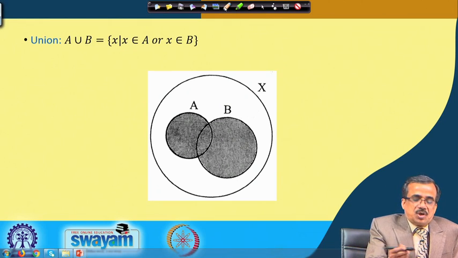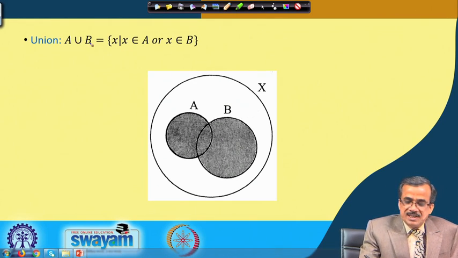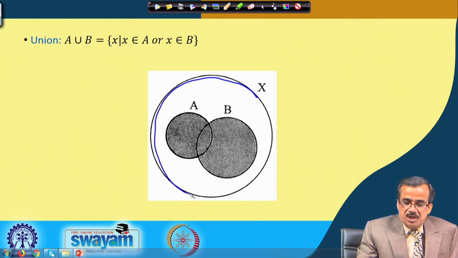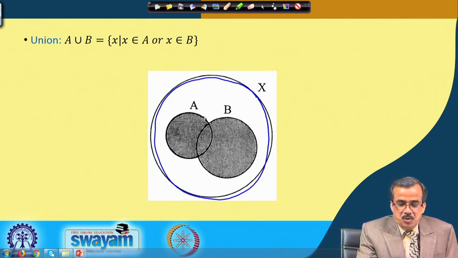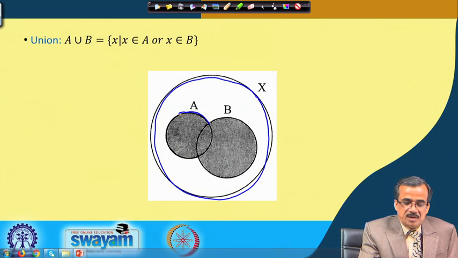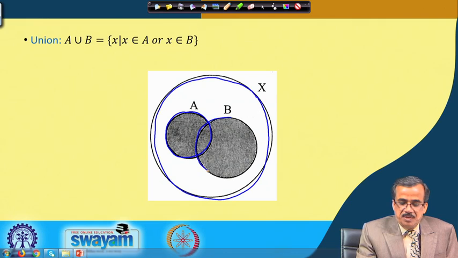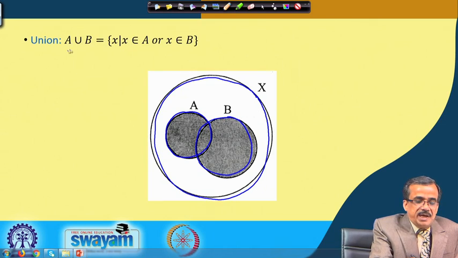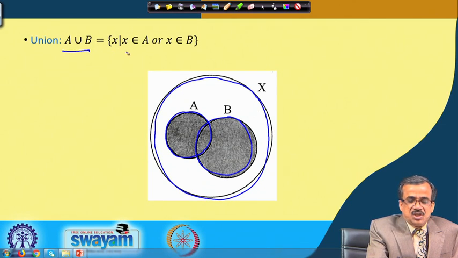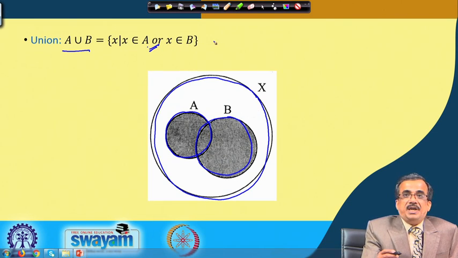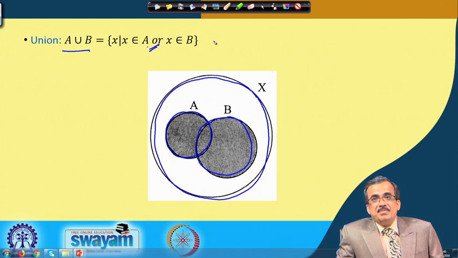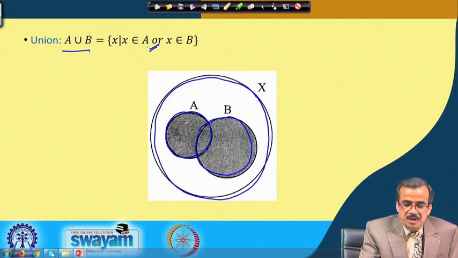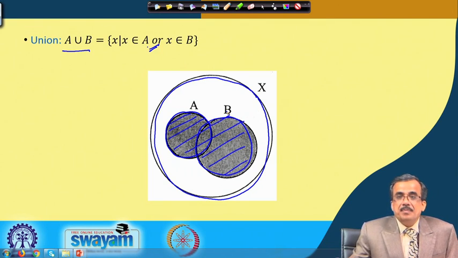Now, then comes the concept of the union. So, once again I have the universal set, that is capital X, and I have two crisp sets, one called A and another called B, and I am trying to find the union, that is A union B, which is nothing but x such that x belongs to A or x belongs to B. That means we consider the maximum area in A union B. So, this shaded portion or the black portion will be A union B.